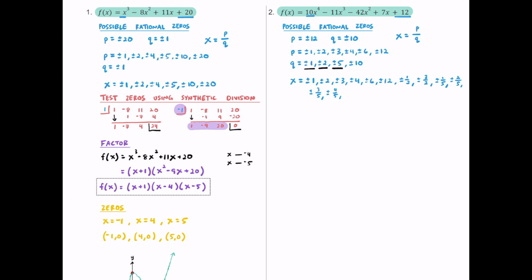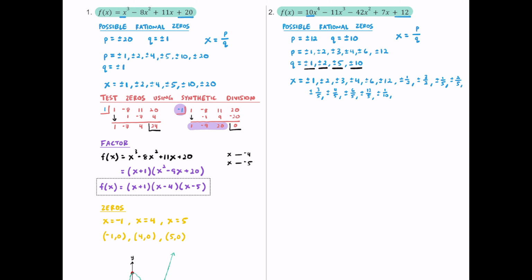These are tedious, I know. Then we have 6 over 5? That's another new fraction, unfortunately. Plus or minus 6 over 5. And then we have 12 over 5. Alrighty, that was a lot of new ones. Plus or minus 12 over 5. All right, finally on to the last q value of 10. Okay, so let's do 1 over 10. Start with that, plus or minus 1/10.